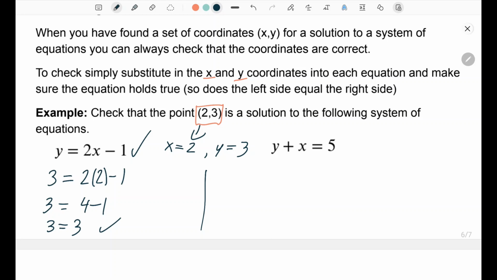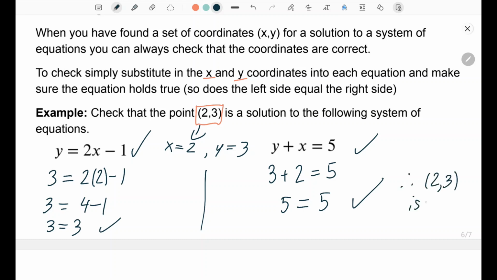But does it work for the other equation? Well, let's see. So y plus x equal to 5. So replacing our values, 3 plus 2 equals 5. And does the left side actually equal that? Does 3 plus 2 actually equal 5? Well, it does. So we have 5 equals 5. So that equation works. So therefore, 2, 3 is a solution. All right. And so that's a look at checking your solution.